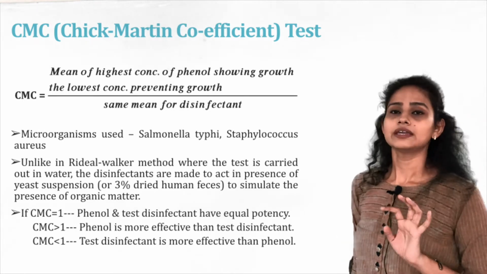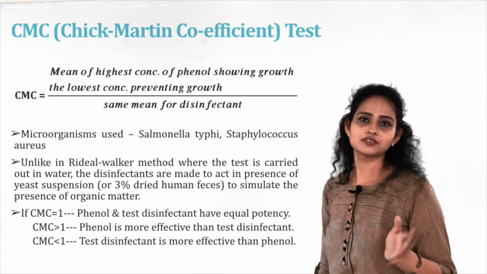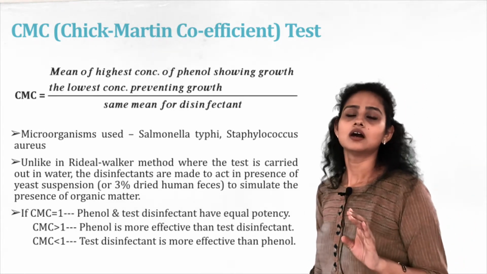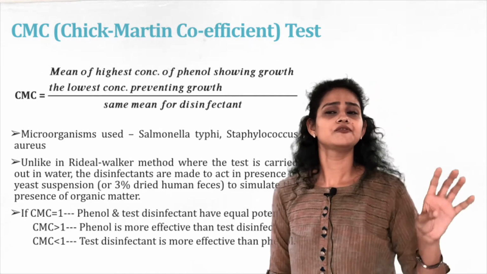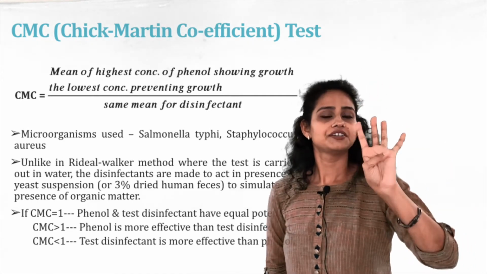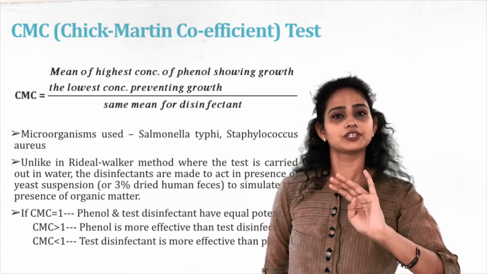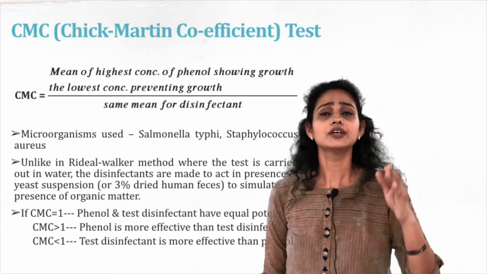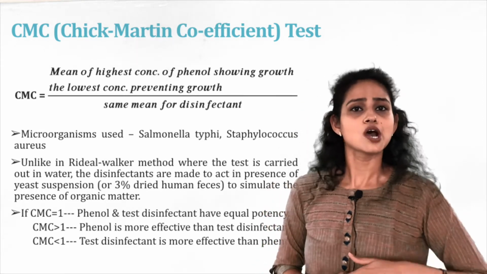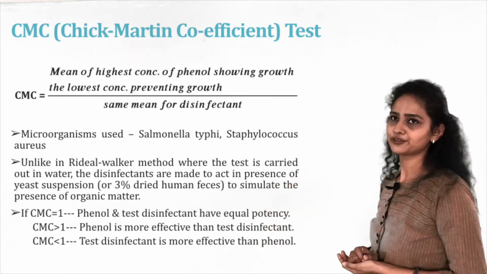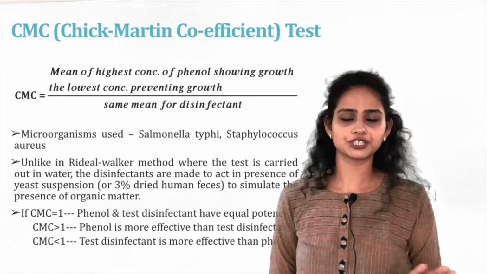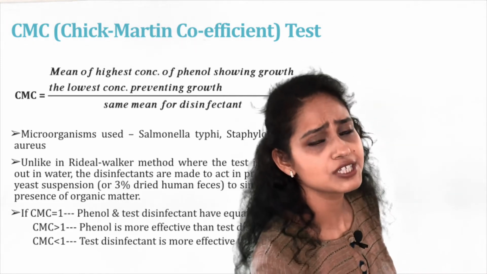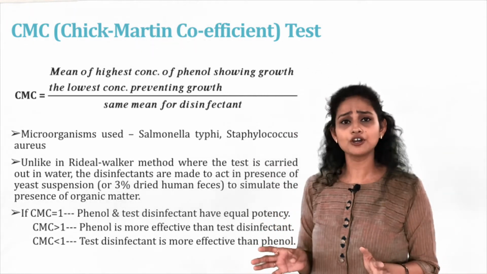Now, in contrast to the RWC test, what we did in RWC, we took different samples, then we checked whether we are getting growth at 5 minutes or not, 7.5 minutes or not. So, there were 4 time slots. Now, in this CMC test, you have to take different concentrations of disinfectant and different concentrations of phenol.